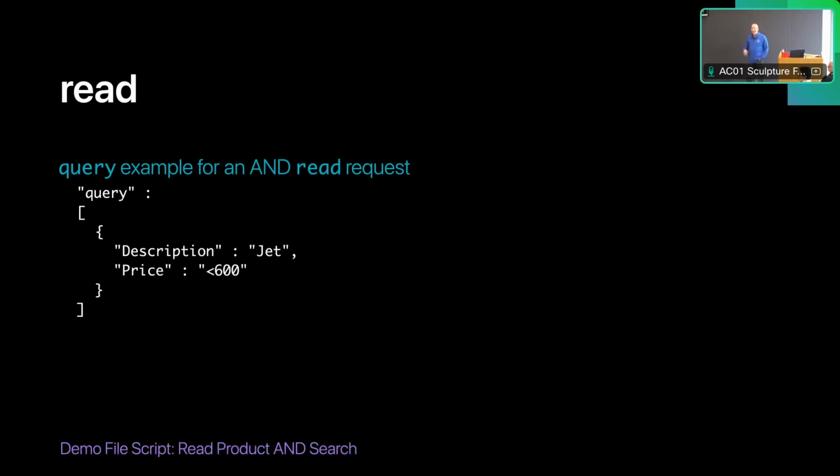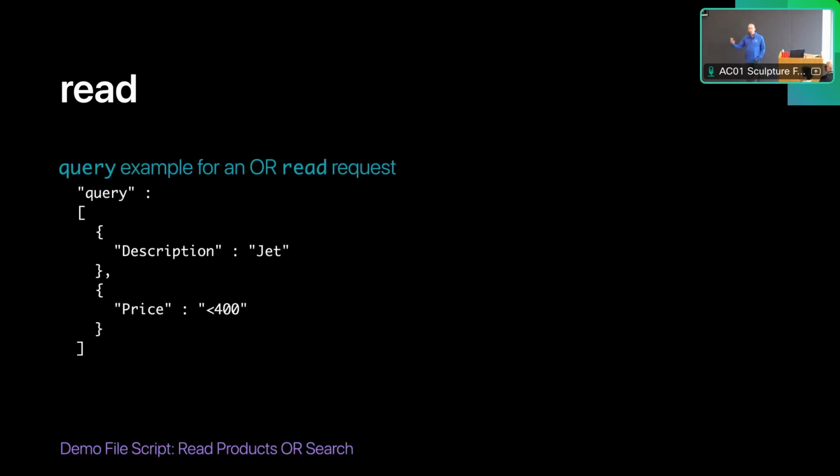Now, if you need to do an AND search where you're looking at multiple criteria, your query, and again, this is just the query portion, everything else would be the same. You see that it's still a single object in our array, but now we have two name-value pairs inside that first object. So this would be description of jet and price less than $600.